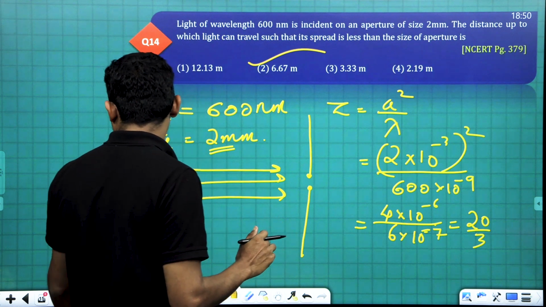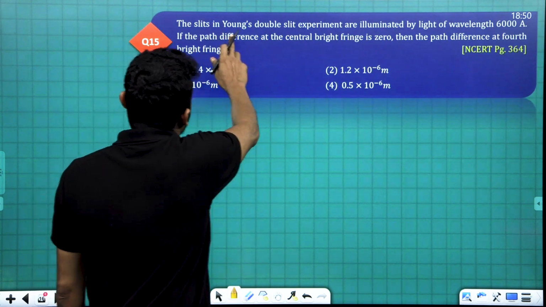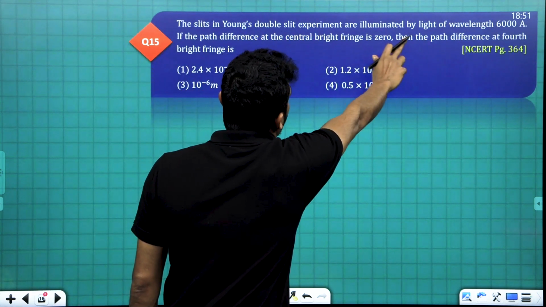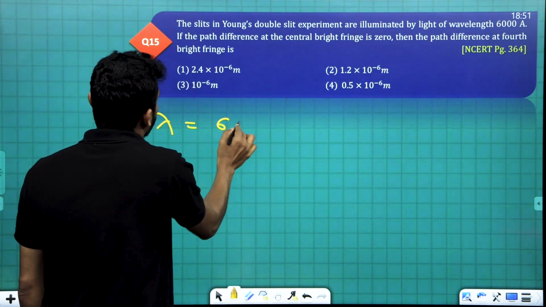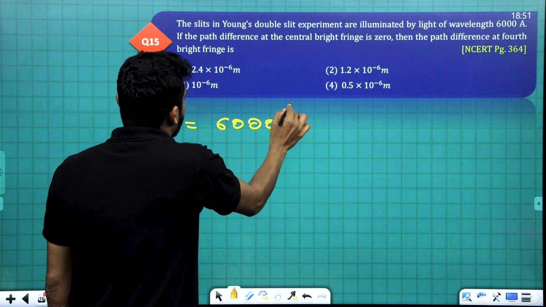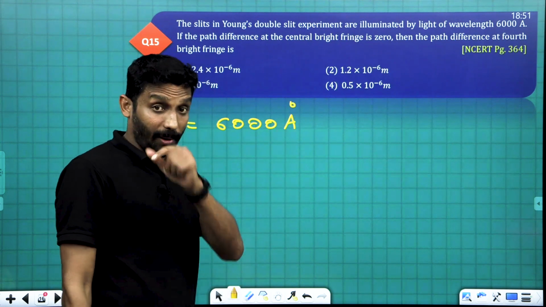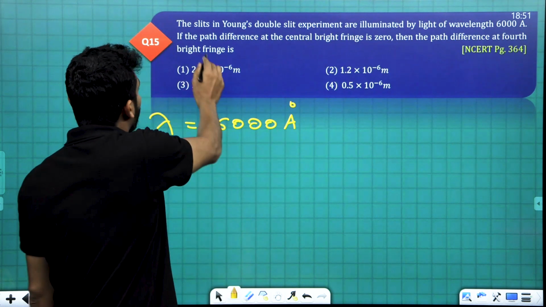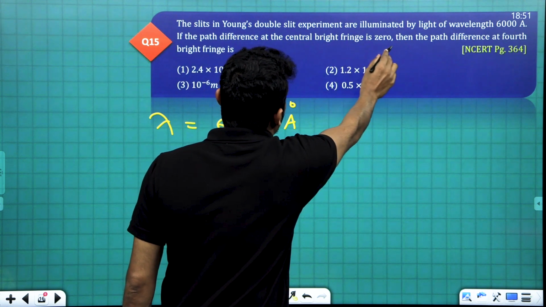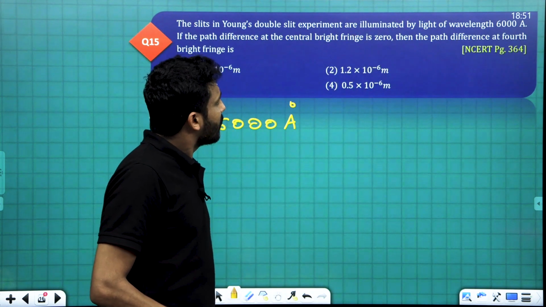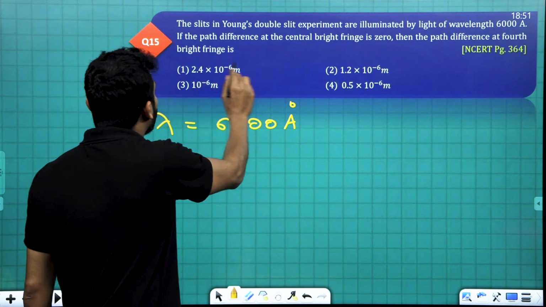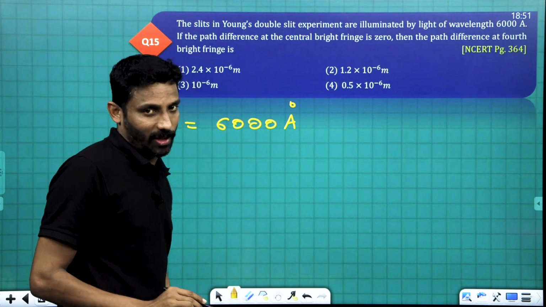Moving to the next one, 15th. The slits in YDSE are illuminated by light of wavelength 6000 angstrom. 6000 angstrom means 600 nm. Good. If the path difference at the central bright fringe is 0, then the path difference at the fourth bright fringe is?